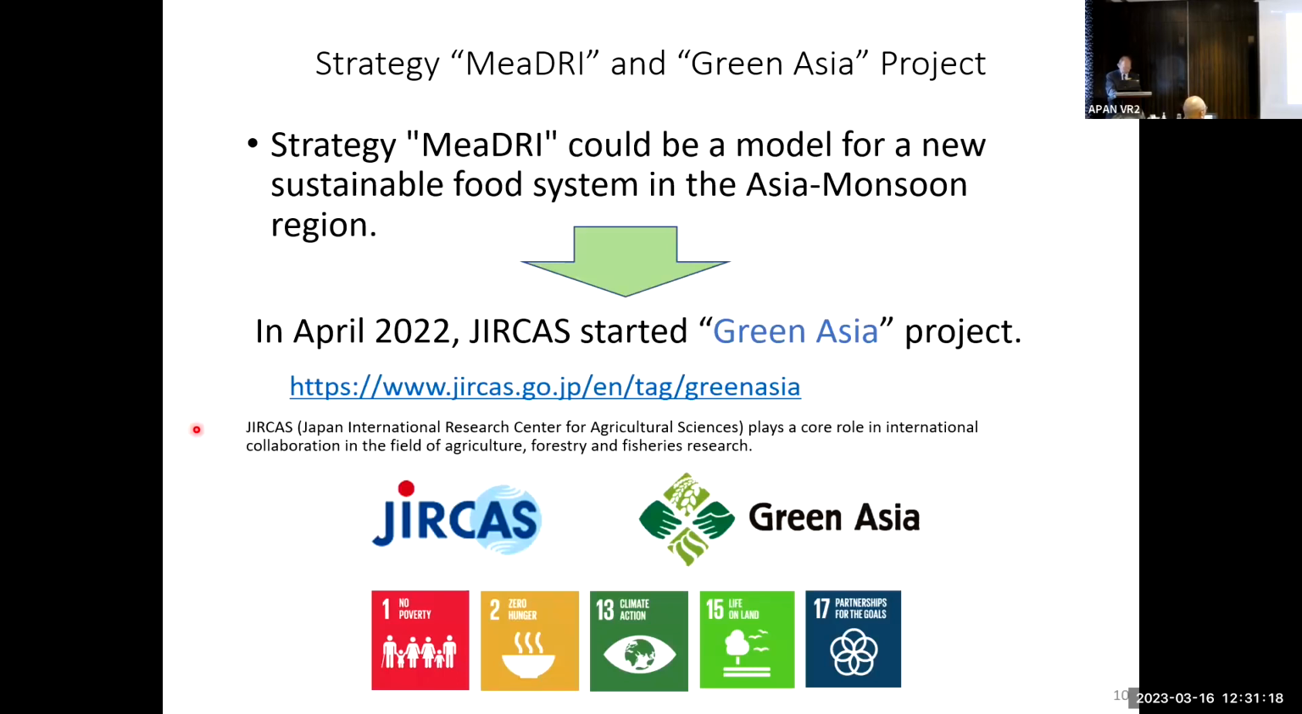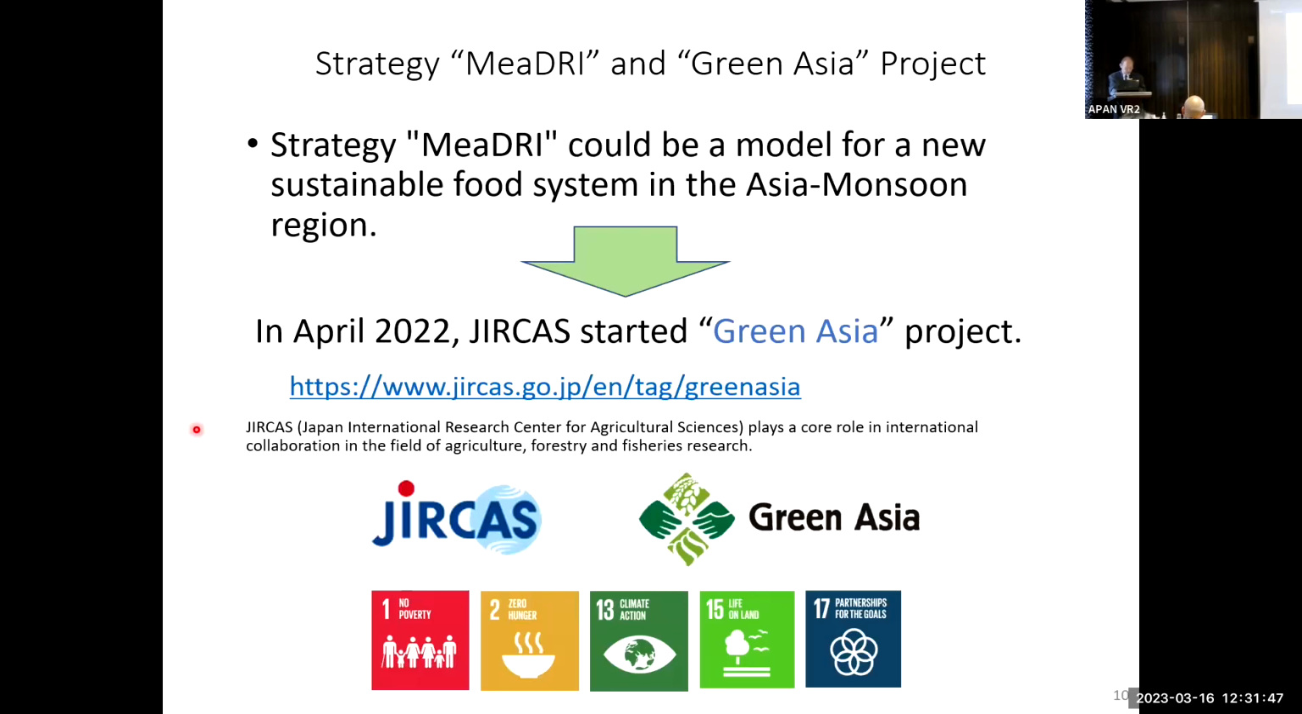The ministry assigned the implementation of the collaborative research project to JIRCAS. JIRCAS is the Japan International Research Center for Agricultural Sciences. And JIRCAS plays a core role in international collaborative research. And JIRCAS conducts this project under the name of Green Asia.